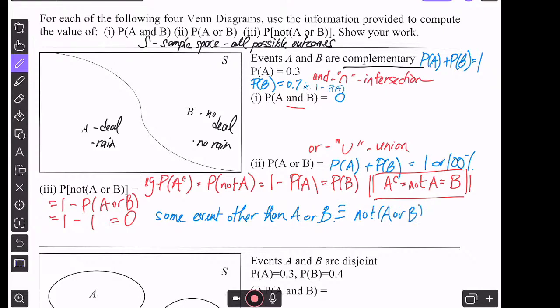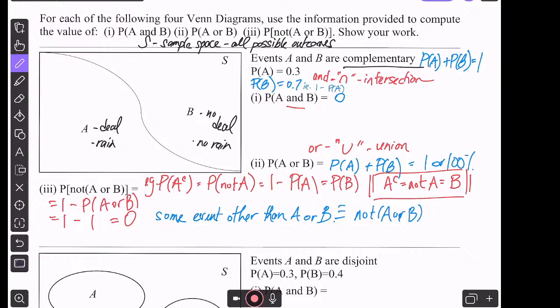So there's different ways to write this, but they're all synonymous. All right, you ready for the next one? So we've just described the implications of complementary events.